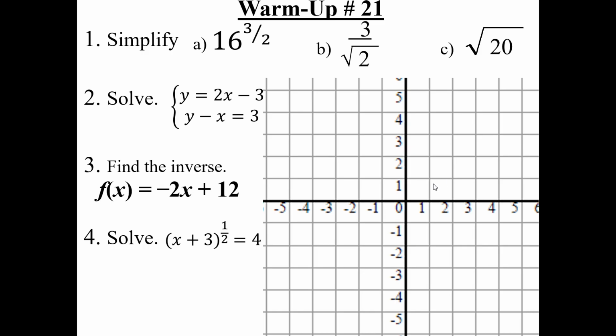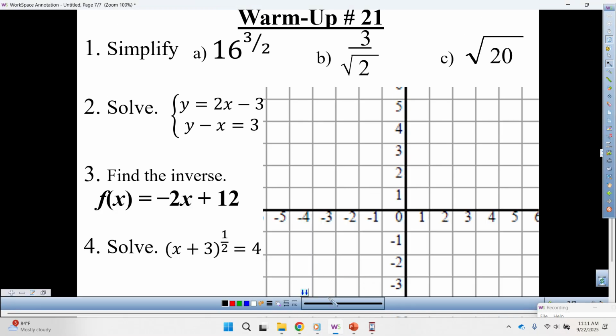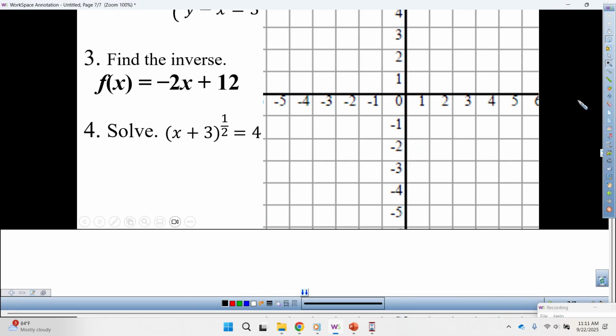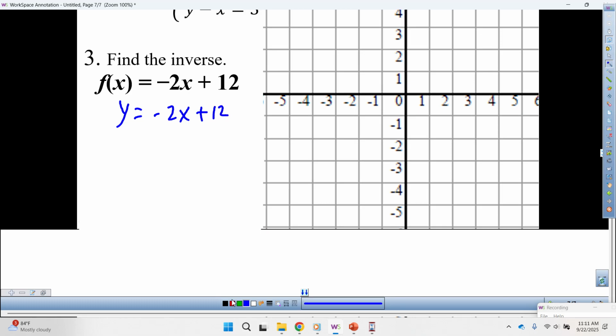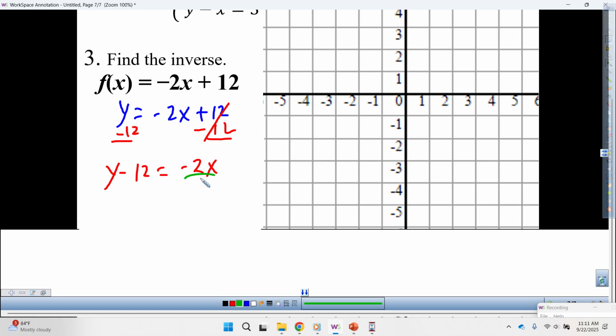Let's go to number 3. Find the inverse. We're going to go pretty fast. By now, we should be experts at number 3. So what do we do? We change first to y form. So y equals -2x plus 12. Leave x by itself, so I subtract 12, subtract 12. We're left with y minus 12 equals -2x. And last but not least, divide by -2, divide by -2. So we have (y minus 12) over -2 equals x.